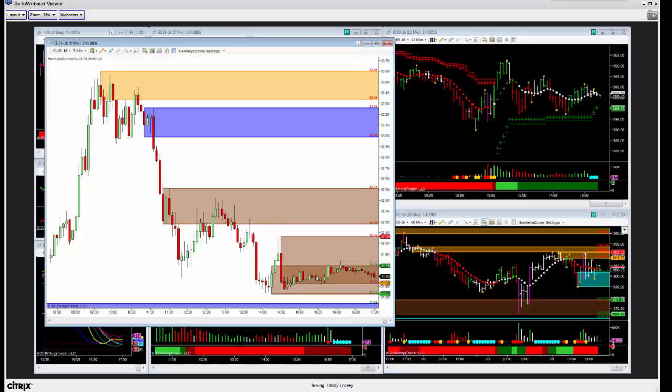It's not ready for NinjaTrader 8 yet. Right now it's only functional in NinjaTrader 7.